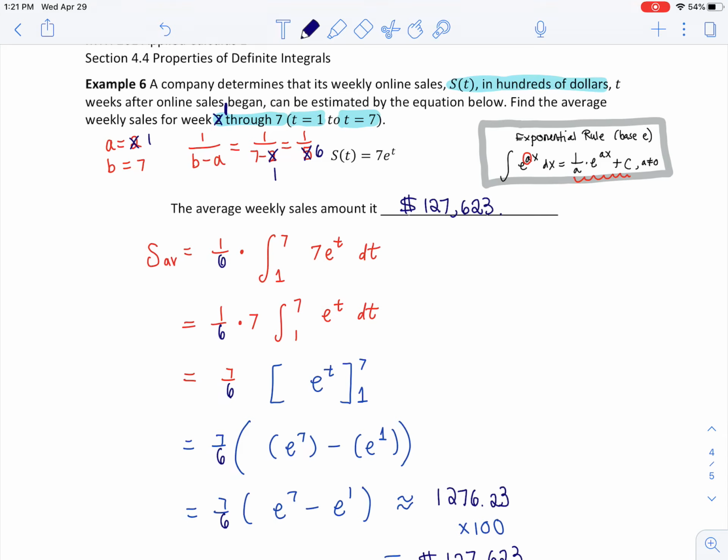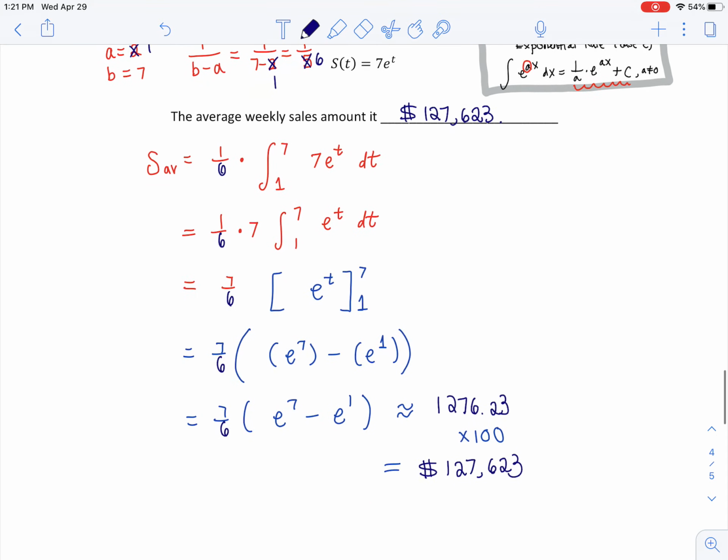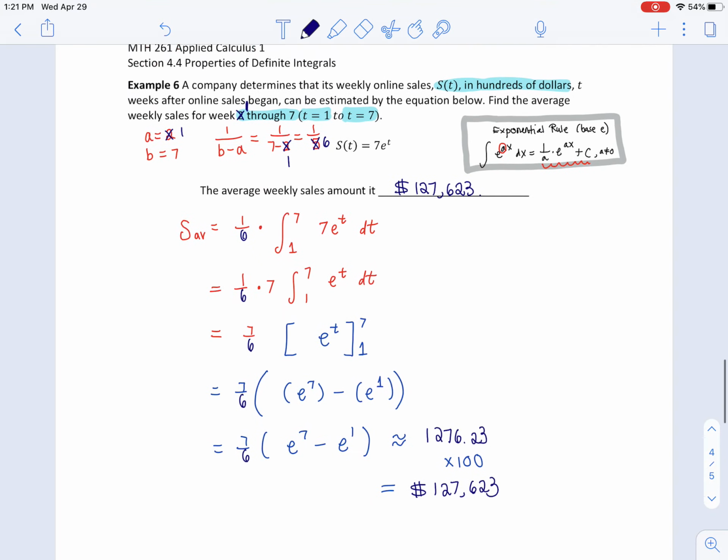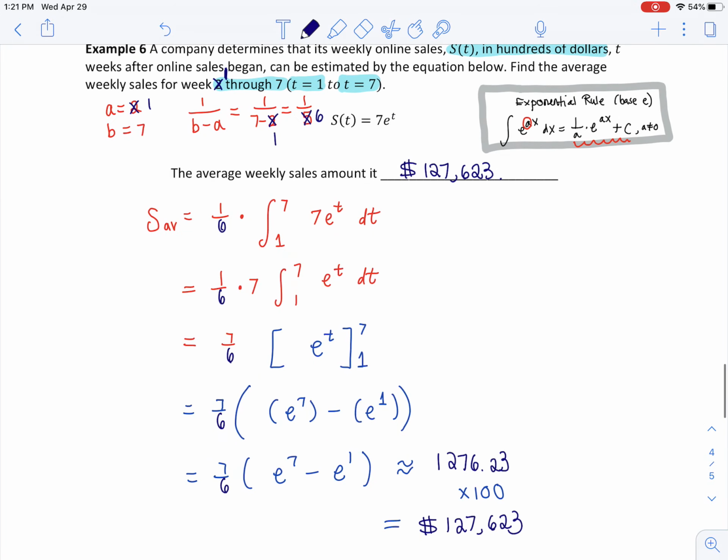So I just changed the problem to 1 through 7, week 1 through 7, and everything else looks good now.